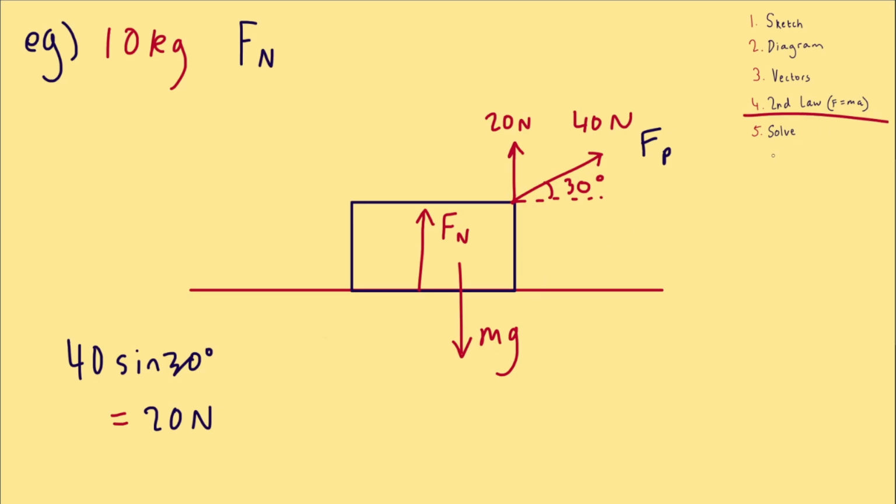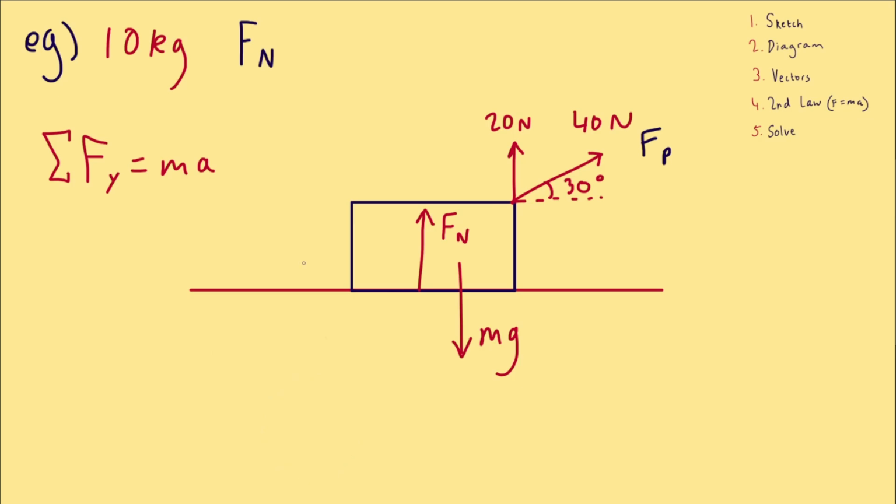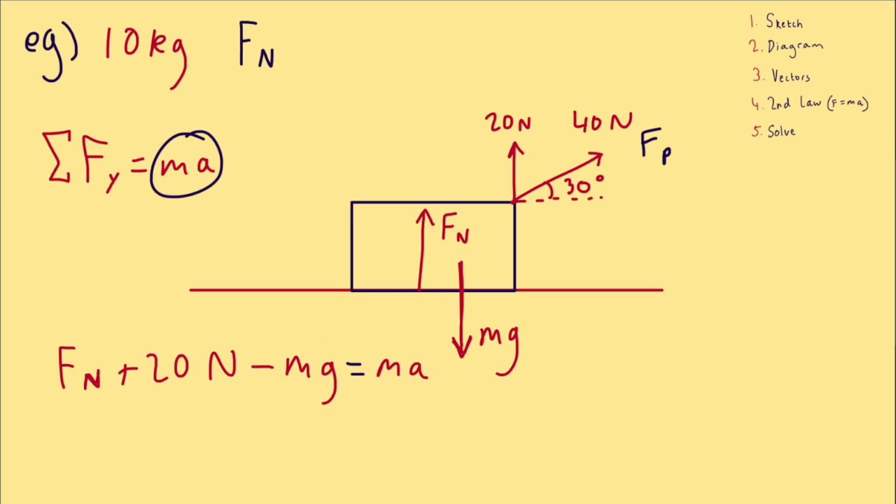Let's apply the second law to all the y components. The sum of all y components is equal to ma. Now, what's the net y force? It would be Fn, because that's going up, so Fn plus 20 newtons. And then mg, gravity, is pulling it down, so we'll take away gravity. And this is equal to ma. Now, mg is actually 10 times 9.8, which is mass times gravity.